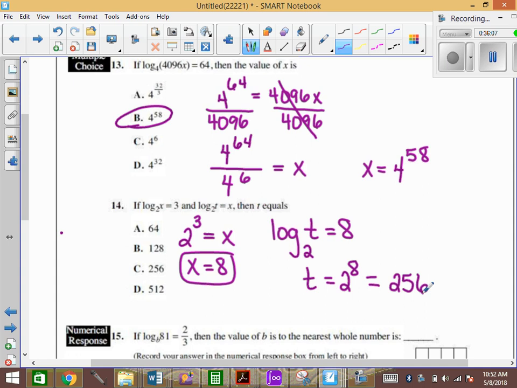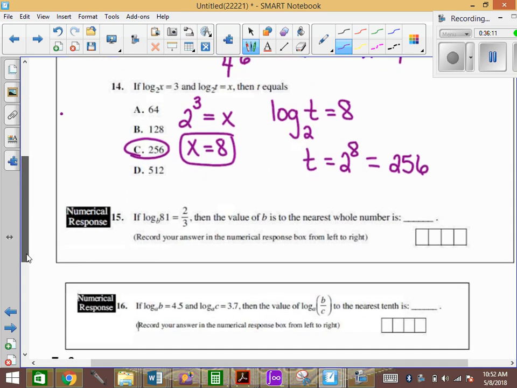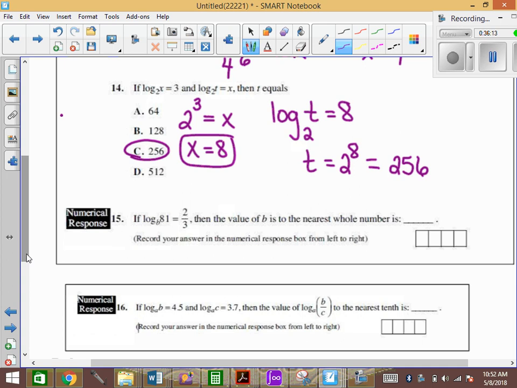Is it 256? Okay. I wasn't sure if it was that or 512. 2 to the 9 must be 512.